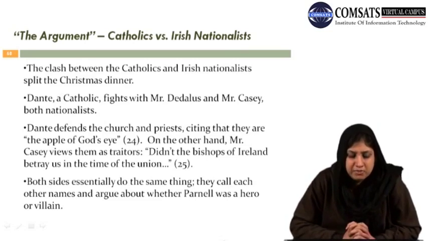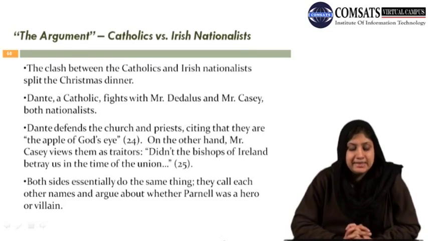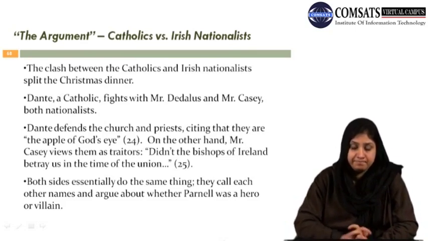Didn't the Bishop of Ireland betray us in the time of the Union? Both sides essentially do the same thing. They call each other names and argue about whether Parnell was a hero or villain.